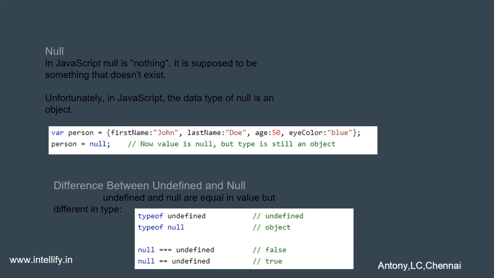So next, null. What is null? In JavaScript, null means nothing, as the name suggests. It is supposed to be something that doesn't exist. Do you remember, this is the same as undefined? But we will see what the difference between undefined and null is.